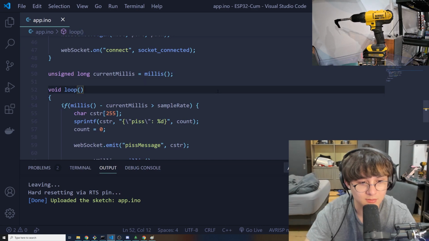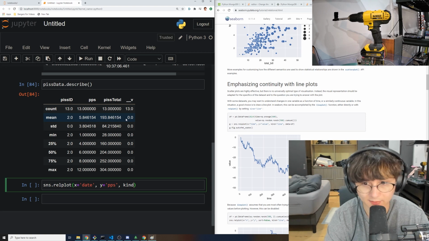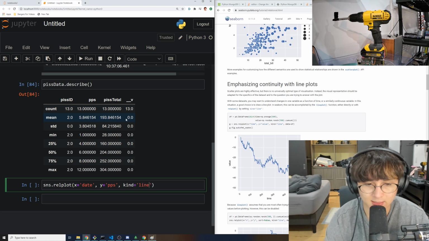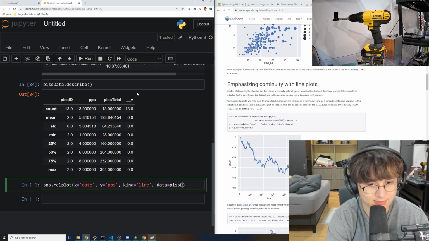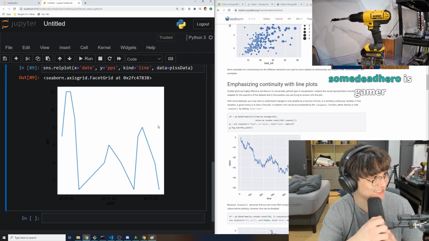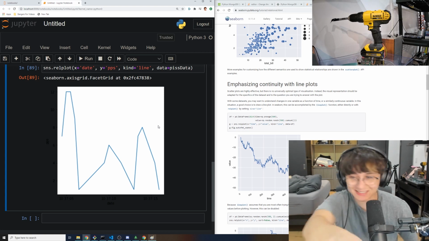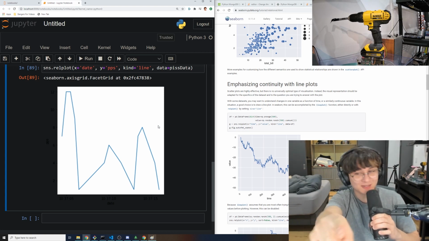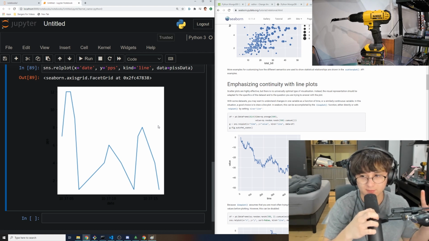So I guess what we can do is the kind of graph we're doing. We're going for a line graph. And our data is piss data. I don't know if this will work. I have no idea. Holy shit, we got a piss data graph. Oh my god, it worked. Look at that graph. That's piss. Well, no, that's not piss, actually. That was the bucket I just poured.